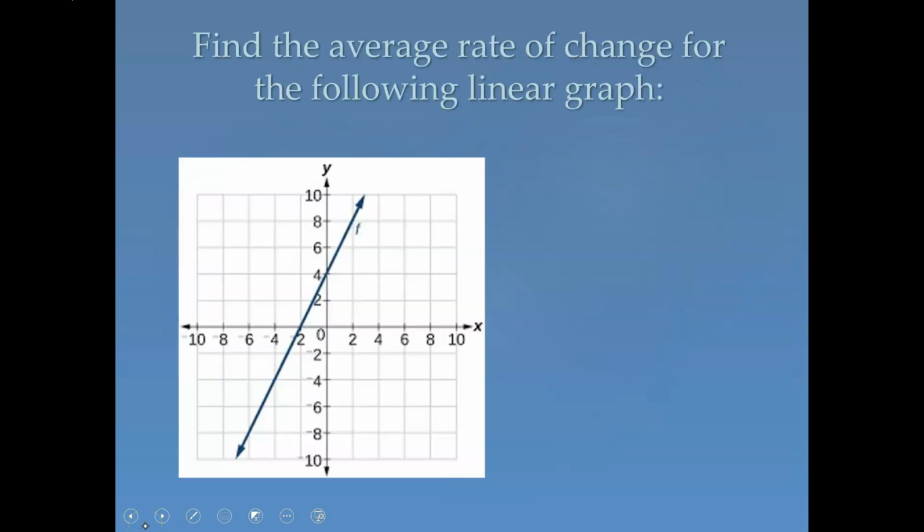So I want to find the average rate of change for the following linear graph, okay? So you find 2 points, 1, and then here's another point, and you count your rise over your run. I rose 1, 2, and ran 1. And so my a, or m, it's your rise over your run, and it's going to be 2 over 1, which is 2, okay?